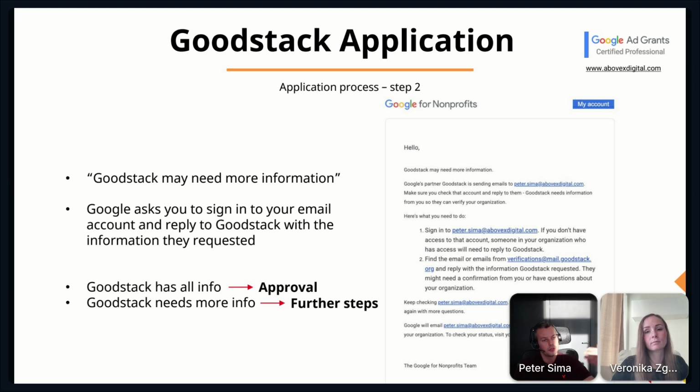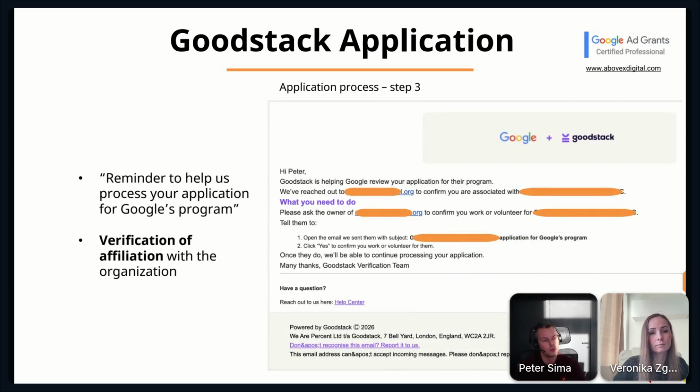Once you do that, you should get an email similar to this email, which basically says that Google's partner Goodstack is sending emails to the address you used during the application. And then there are two scenarios. Either Goodstack has all the information and the application will be approved, or Goodstack might need more info. If that happens, and that's what happened in this particular case, there's another email that you'll get, which might look like this, where Goodstack says that Goodstack is helping Google review your application.